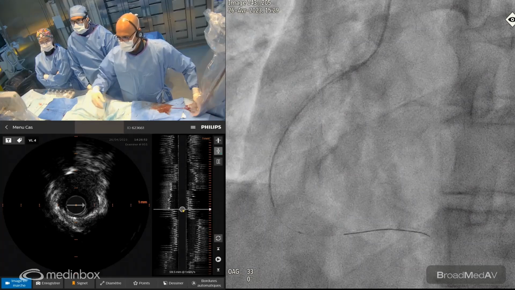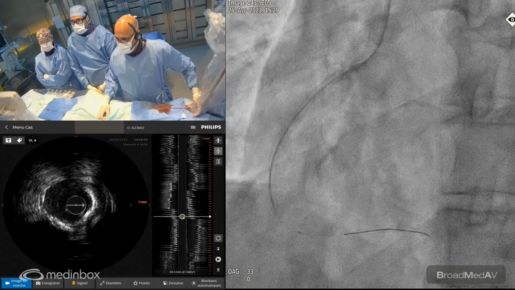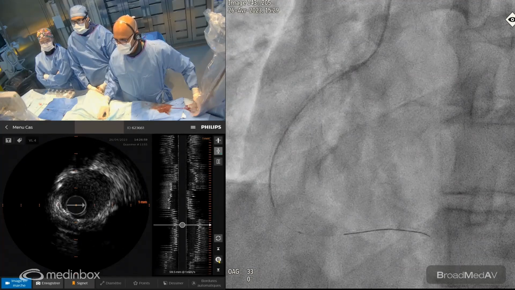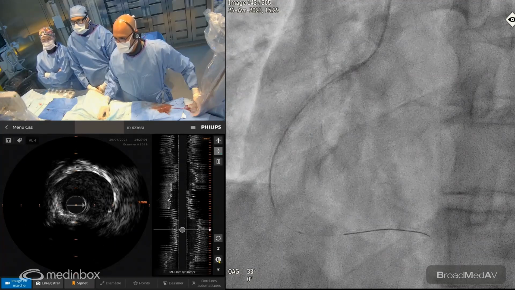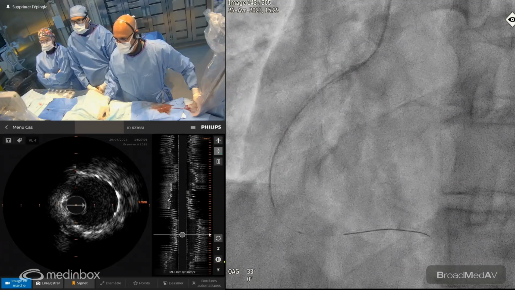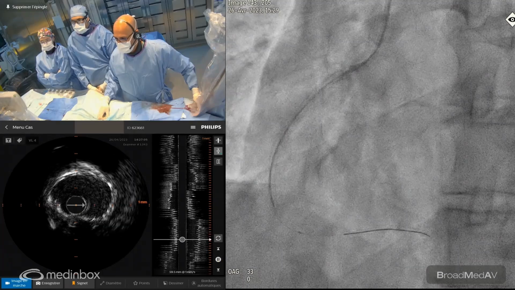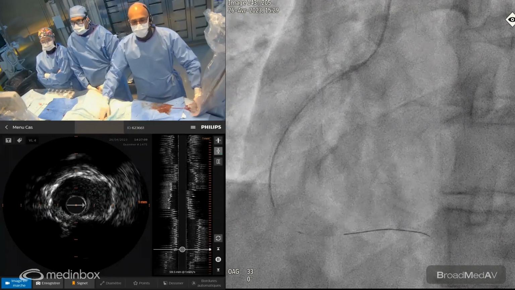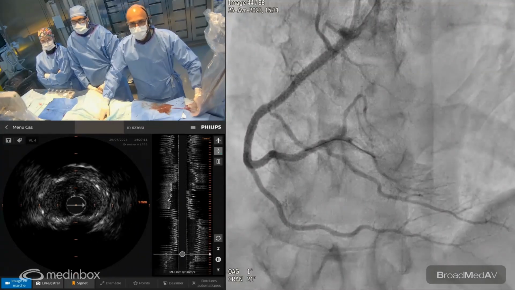Now we'll get to the proximal segment. And as you can see, it's round. There's no D-shape. And the stent is well expanded, well opposed. And I'll show you now the final images of the right that we finished just before going online.